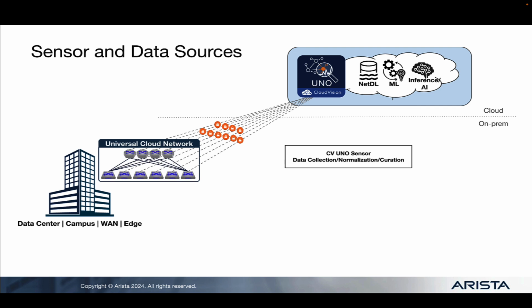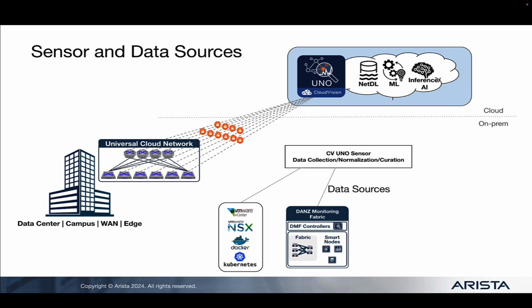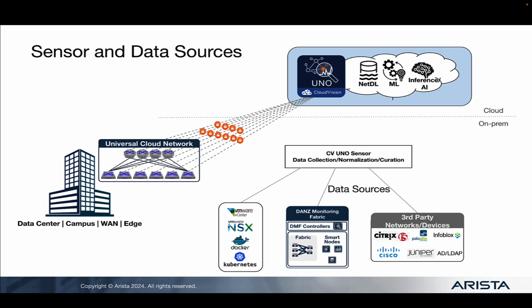In order to do so, CV-UNO deploys a sensor in the on-prem infrastructure and collects data from various data sources like private cloud infrastructure, Arista's next-gen network packet broker, DANZ Monitoring Fabric, third-party devices, and public cloud providers. The sensor curates and normalizes this data before securely streaming it to CVAS.